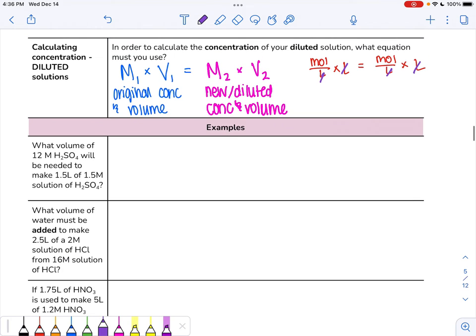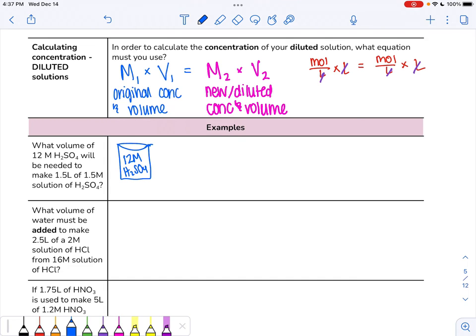So let's do an example problem here to help us out with this dilutions formula. What volume of 12 molar sulfuric acid, H2SO4, will be needed to make 1.5 liters of 1.5 molar solution of sulfuric acid? So let's think about what this looks like. I'm basically being told I have a 12 molar solution of sulfuric acid. So I have in my beaker 12 molar H2SO4.